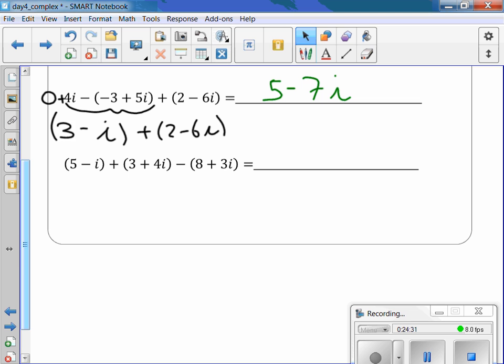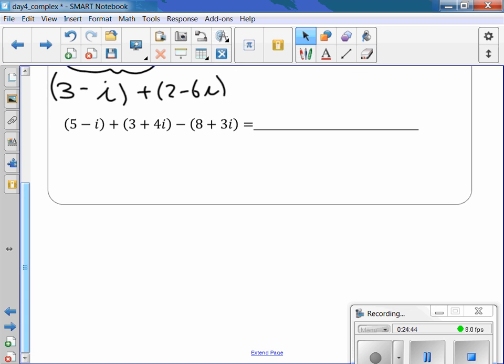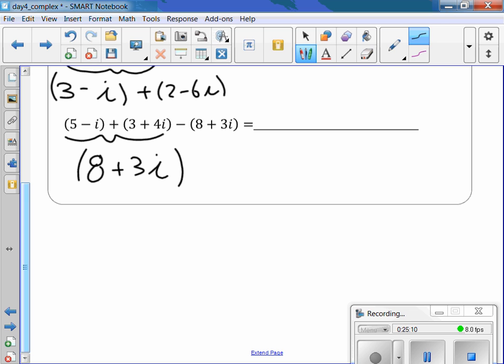What about the next one, Raphael? So for these guys? Okay, so what is this one? 5 plus 3, which is 8. Absolutely. 5 plus 3 gives me that 8. Negative 1 plus 4 gives me that plus 3i, which equals, so everything's going to cancel out, and we just wind up with 0.